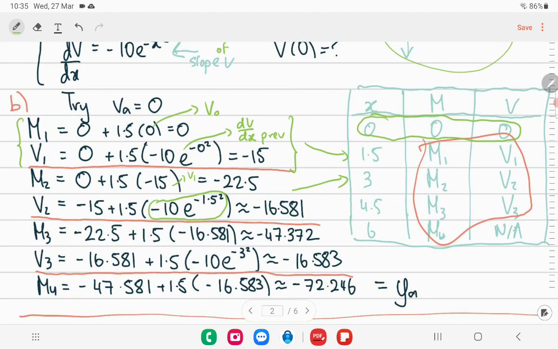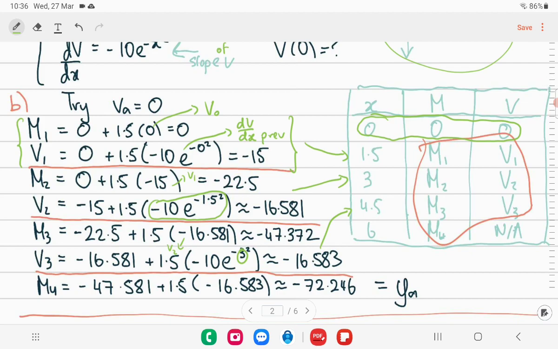We go again. Again, the previous m was minus 22.5. Previous v is minus 16.58, plus step size. And then this minus 16.581 is actually the previous v, which is v2. And again, this is using the previous x, so this is corresponding to x equal to 4.5. So if we're using previous slope, we use previous x. And then we get one final shot.